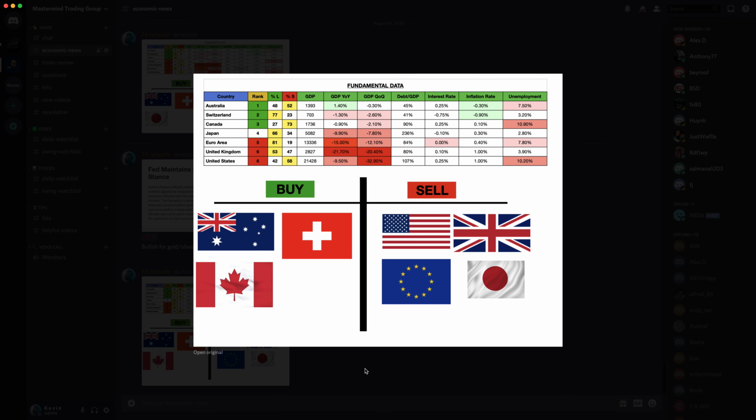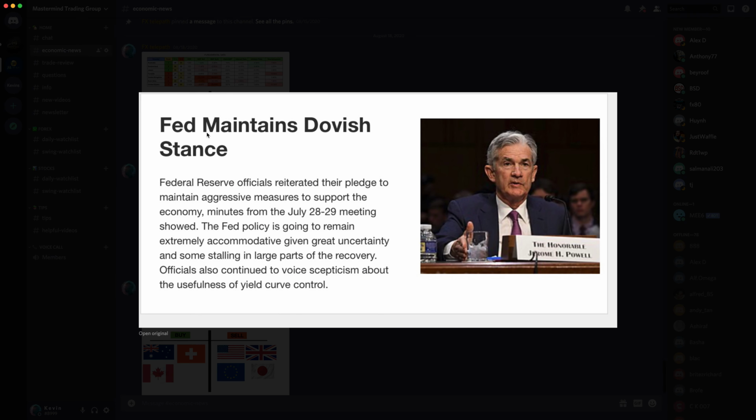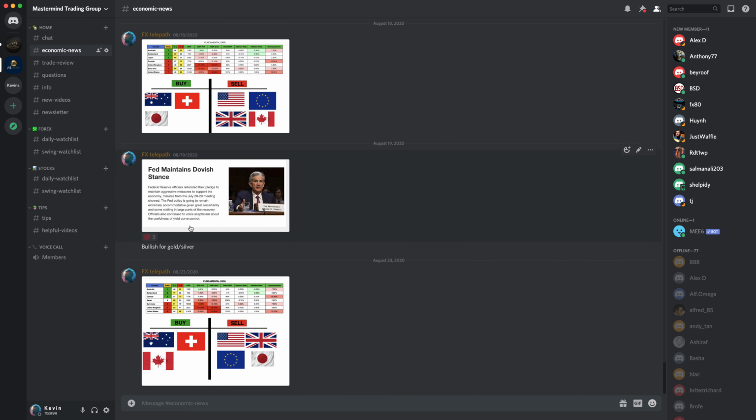Obviously, we don't know. We're just going to have to sit on our toes and wait to see. But I even put this in here. Fed maintains dovish stance. It basically means that Federal Reserve officials reiterated their pledge to maintain aggressive measures to support the economy. Minutes from the meeting: the Fed policy is going to remain extremely accommodative given great uncertainty and some stalling in large parts of the recovery. Officials also continue to voice skepticism about the usefulness of yield curve control. Yeah, it doesn't work.